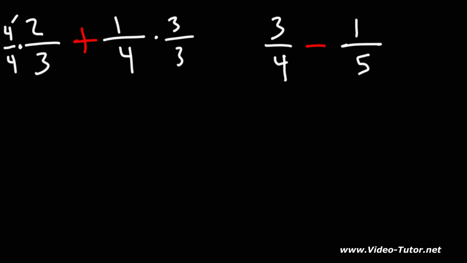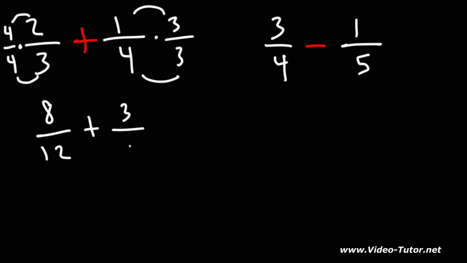So let's multiply across. 4 times 2 is 8. 4 times 3 is 12. Here we have 3 times 1 is 3. 4 times 3 is 12.